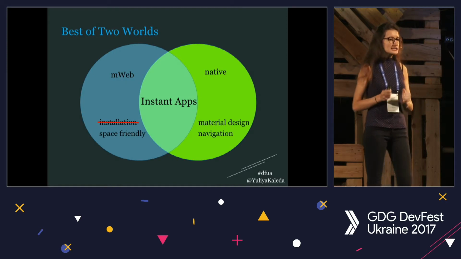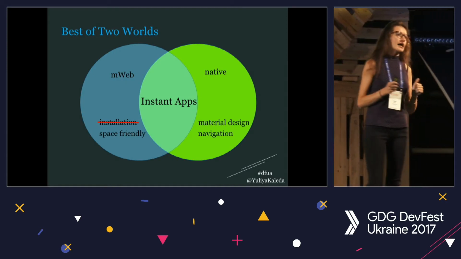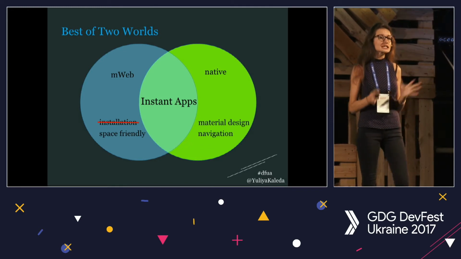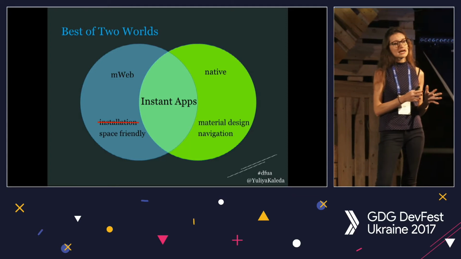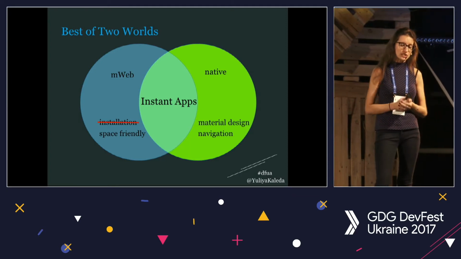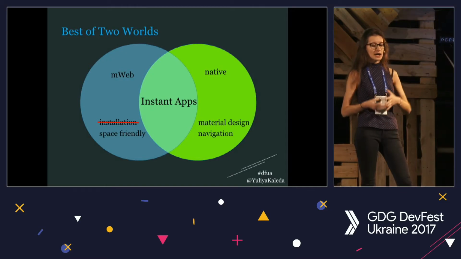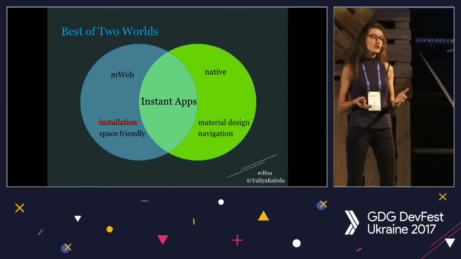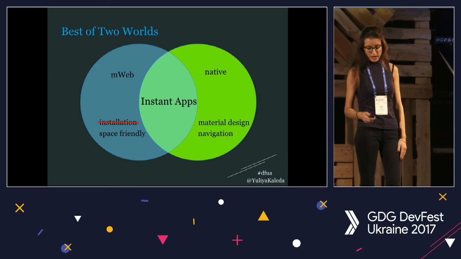So when we think about Instant App, I want you to think that it's a new type of application that absorbs the benefits of both worlds. So it takes the best part from the mobile web world, and it takes the best part from native applications. So if we think about mobile web, Instant Apps takes its space-friendly character and no necessity to install the application through Google Play. But at the same time, it's a truly native application. So it has all material design stuff and native navigation that our users are so accustomed to.